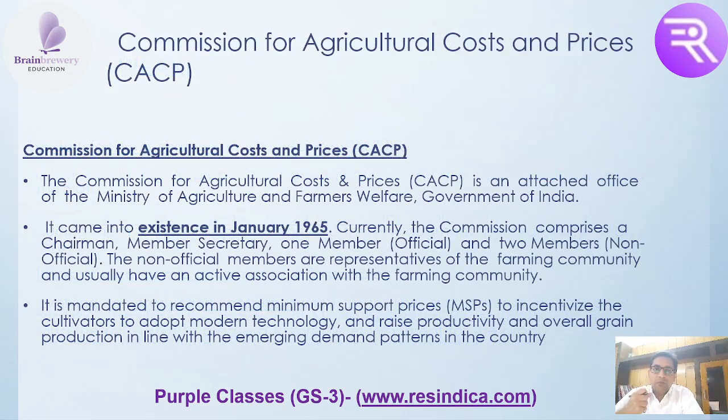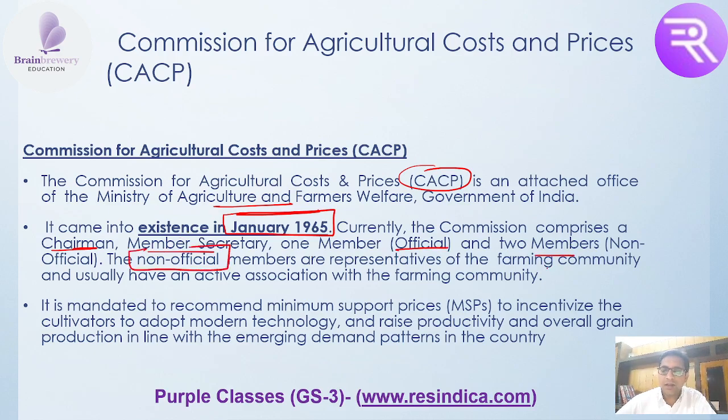Okay, so now we are moving towards the Commission for Agriculture Costs and Prices, CACP, which is the main head of this whole MSP concept. We know that this came into existence in January 1965. The Commission for Agriculture Costs and Prices is attached to the Ministry of Agriculture. They have a chairman, a member secretary, one official member, and two non-official members. The non-official members belong to the farming community, so we have a kind of inclusion over here.